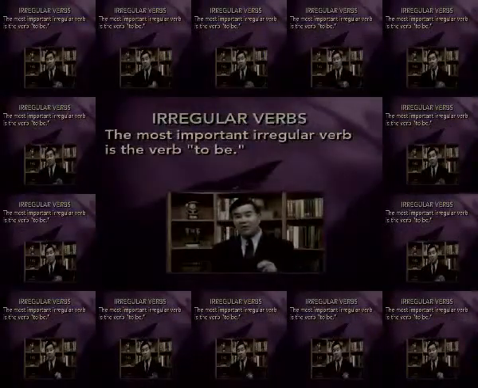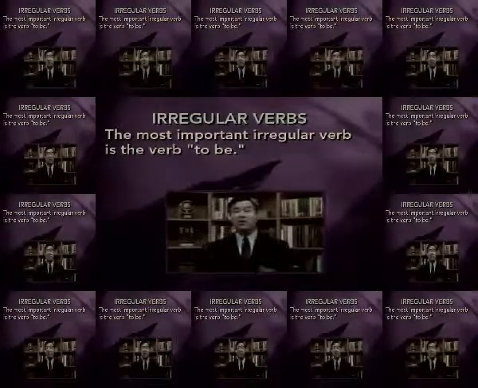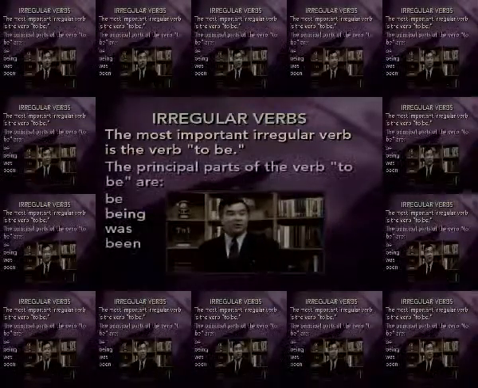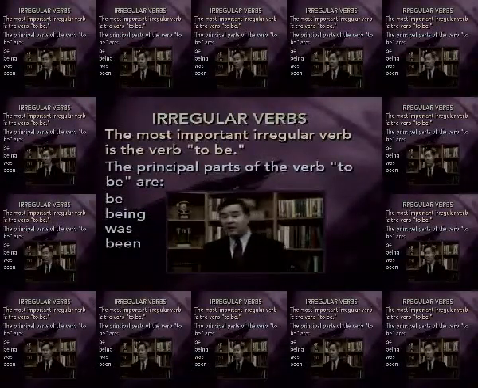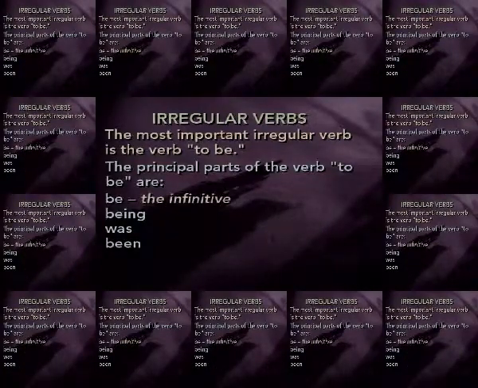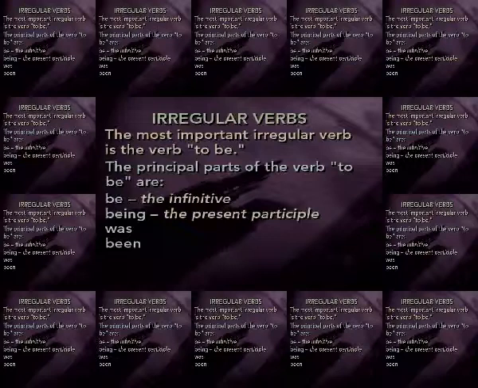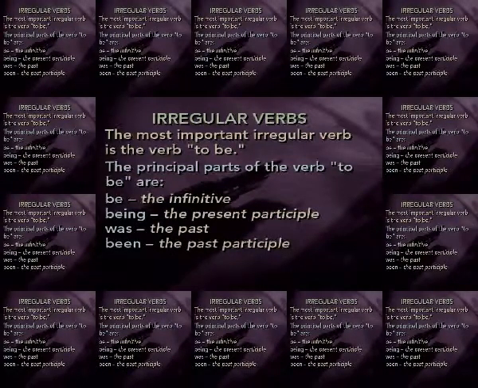Now, the most important irregular verb is the verb to be. It's important because it's used so often. The principal parts of the verb to be are be, being, was, and been. Be is the infinitive, being is the present participle, was is the past, and been is the past participle.